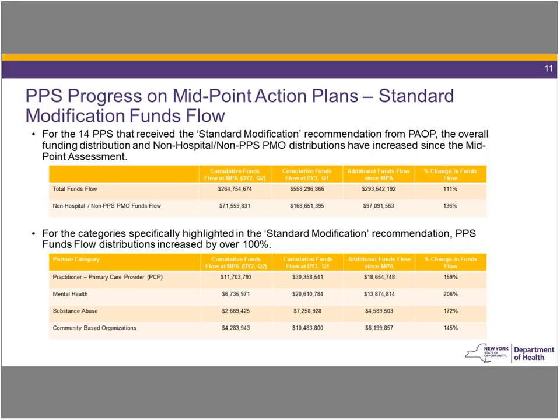PCPs saw an additional $18.6 million over the 3 quarters after midpoint. Mental health saw over 200% increase from $6.7 million to $20.6 million. Substance abuse partners, again, 172% increase to just over $7.2 million. And then the CBOs, 145% increase, jumping from $4.2 million to just over $10.4 million in the 3 quarters of distribution.